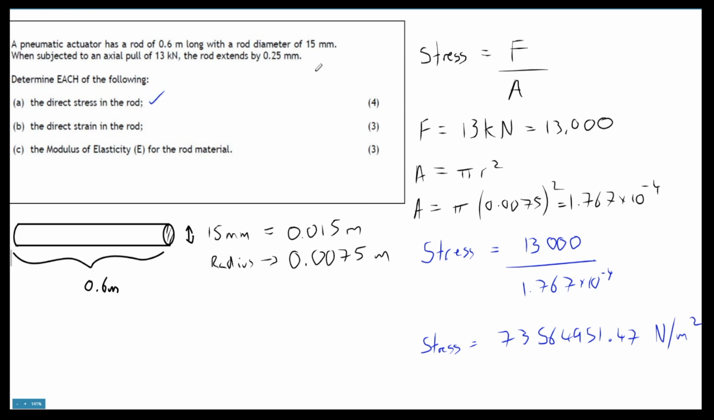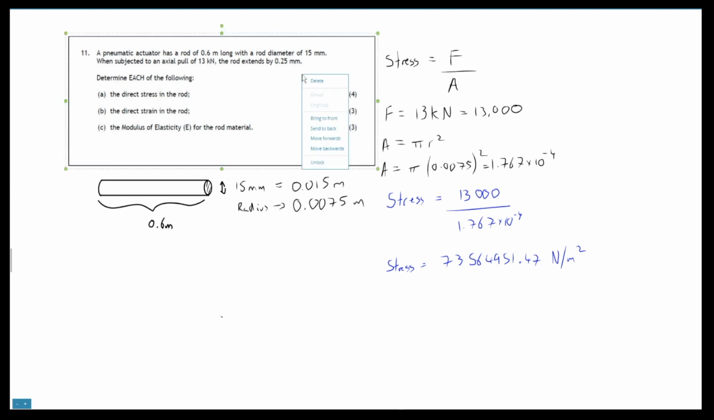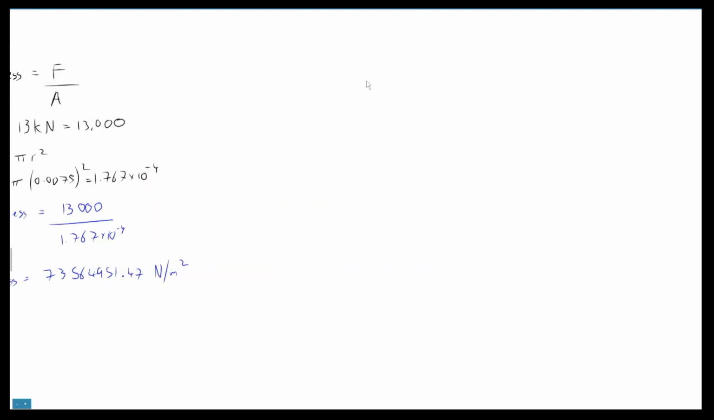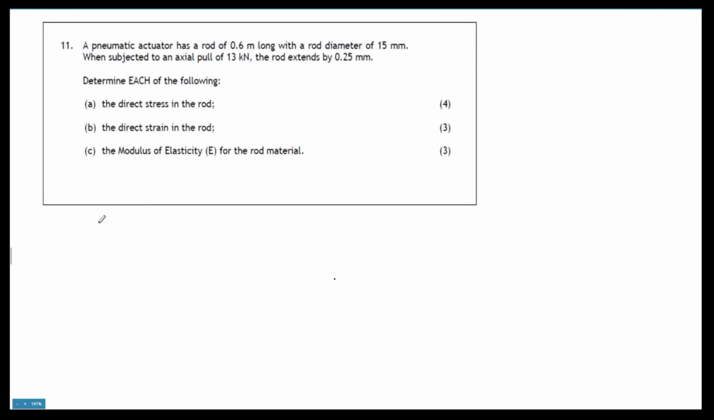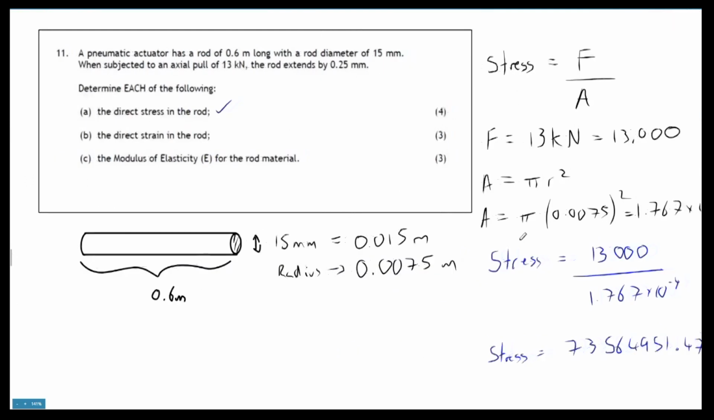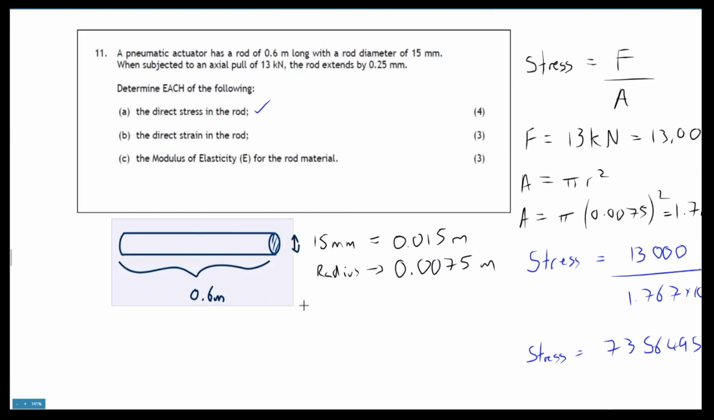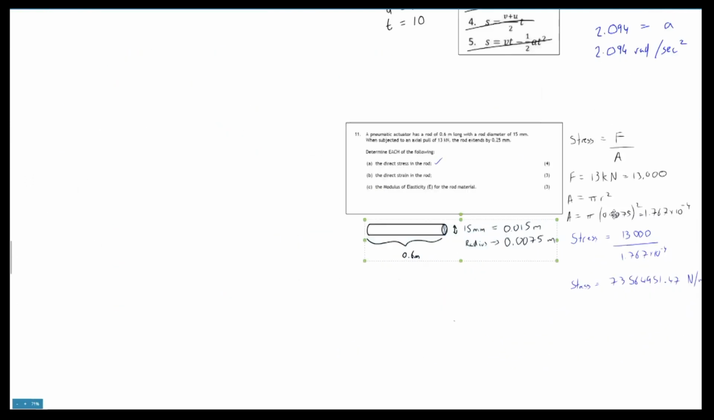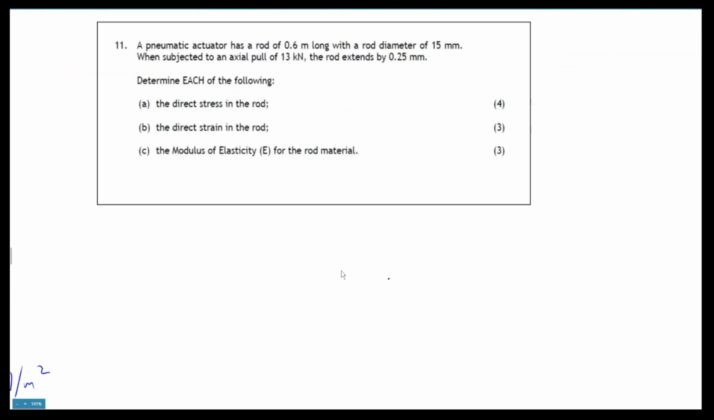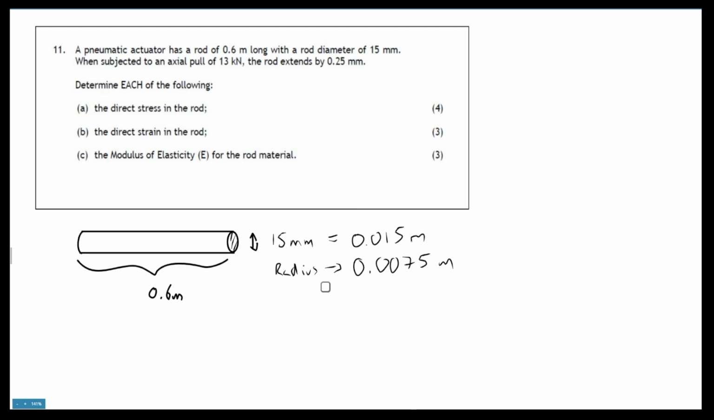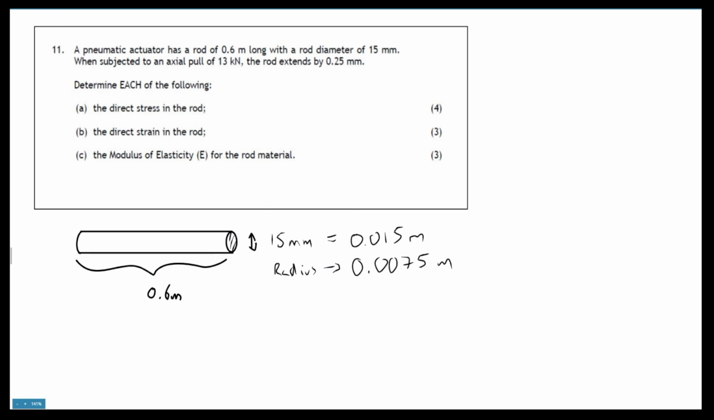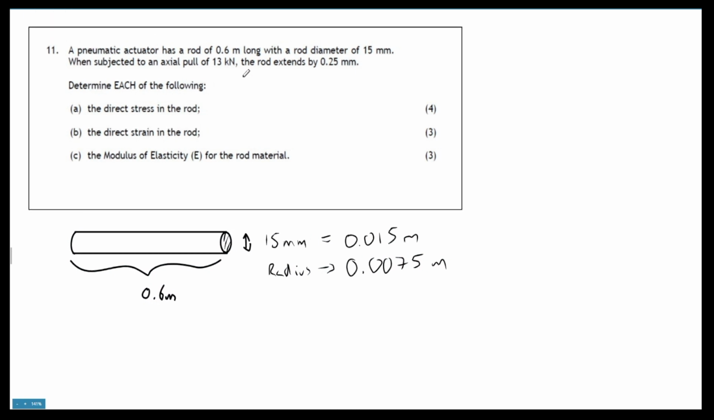Okay, let's move across to the next one, which will be the strain. Let's do part B. Okay, so let's look at strain. We got the same steel rod. Let me just go get it from the last question. We still need the same diagram, but I want to keep things reasonably clear for you guys. I'm sorry for moving around too much. I guess you guys don't get seasick, so it's okay. Right, let's have a look. The direct strain on the rod.